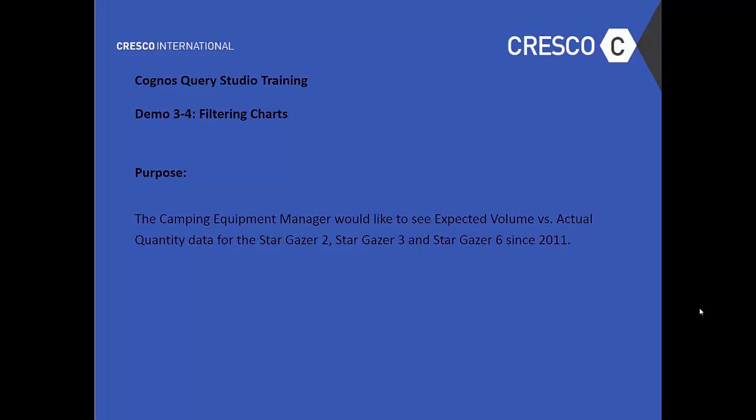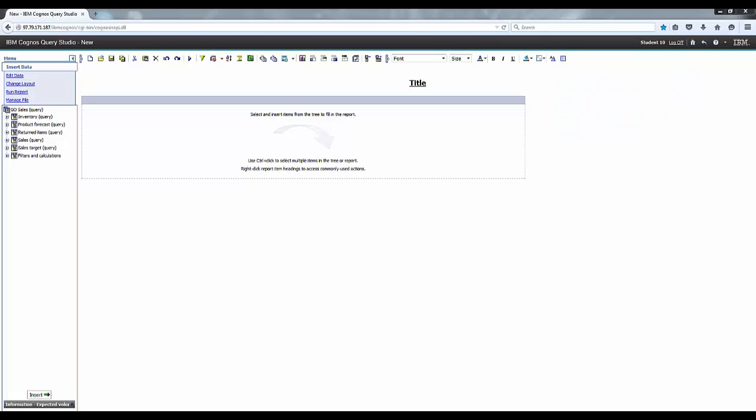This is Demo 3-4, Filtering Charts. The purpose? The Camping Equipment Manager would like to see expected volume versus actual quantity data for the Stargazer 2, Stargazer 3, and the Stargazer 6 since 2011 chart. Go.